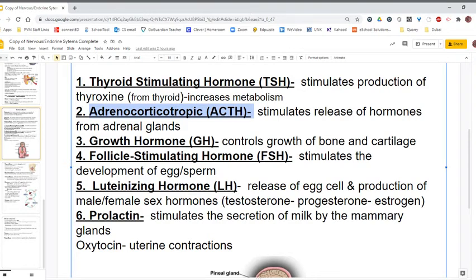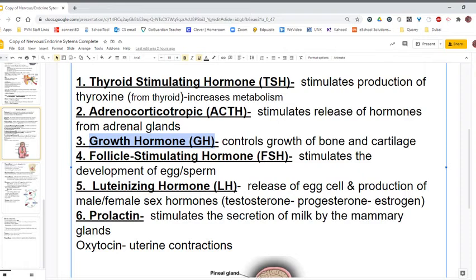This stimulates the release of hormones from the adrenal glands, which gives me the opportunity to point out that often the naming will help you know where it's coming from and what it does. So, adrenocorticotropic hormone stimulates the release from the adrenal glands, and it's going to produce adrenaline and cortisol. The third one on here, growth hormone.